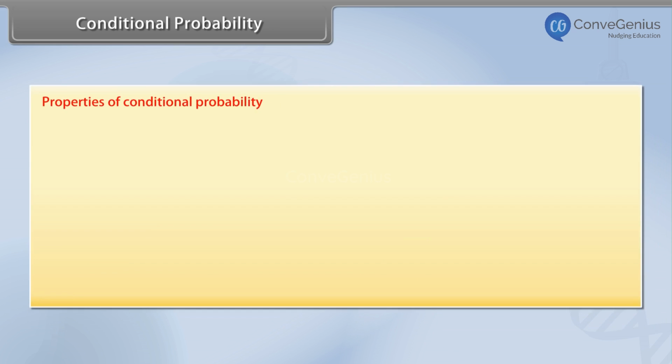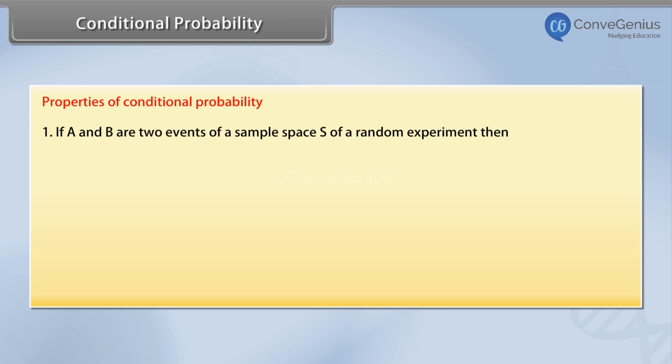Properties of conditional probability. 1. If A and B are two events of a sample space S of a random experiment, then the conditional probability of sample space S when event B is given is equal to the conditional probability of event B when event B is given, which is equal to 1.